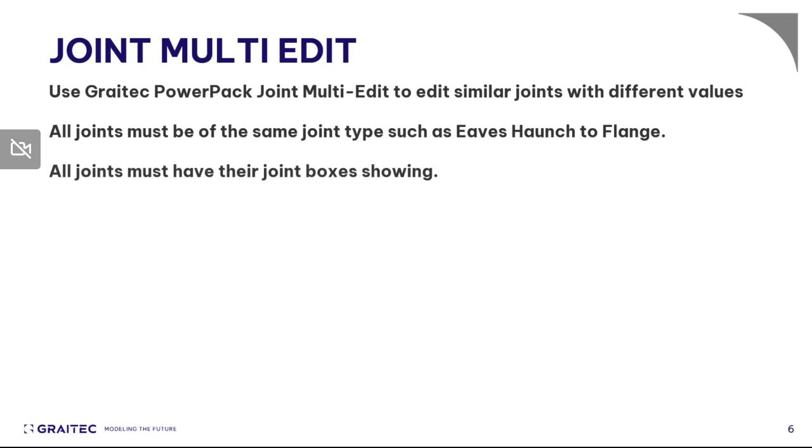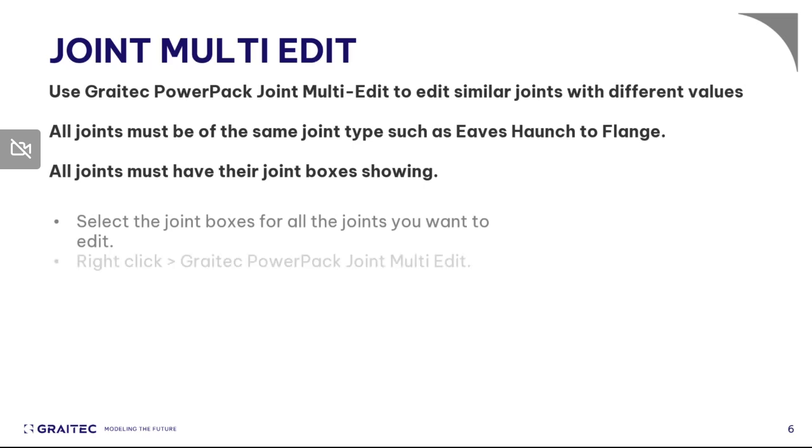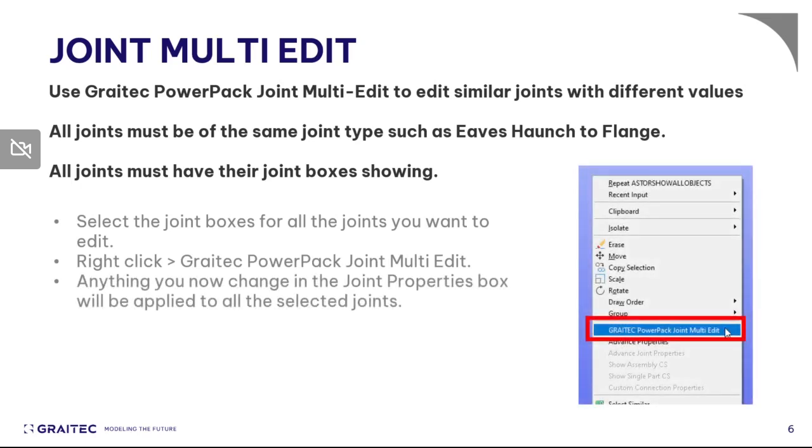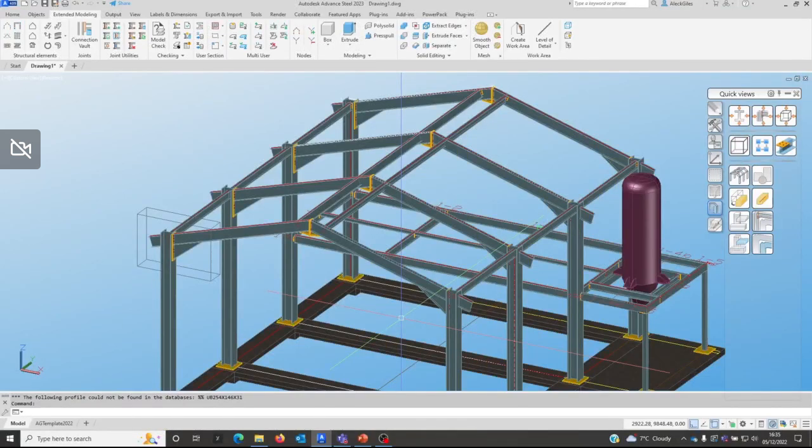To access the tool, you do need to have the joint boxes showing. We'll give you a nice little tip on how to get the joint boxes showing. So the method you go through, select the joint boxes, right click, and then in the right click menu you'll see Greytech PowerPack Joint MultiEdit. It opens up the joint dialog box, and anything you change will change to everything else. Obviously stuff we don't edit will remain unchanged.